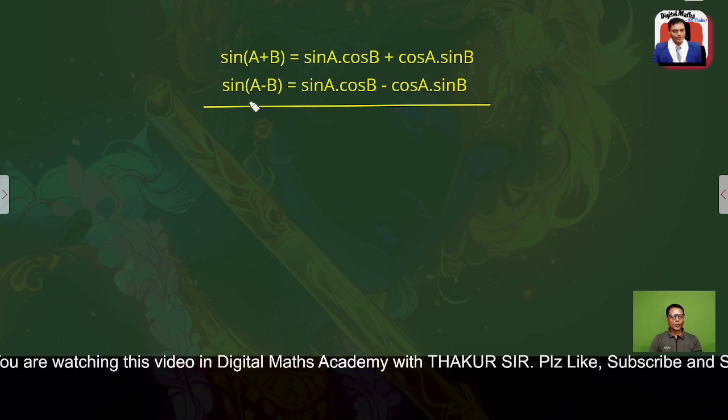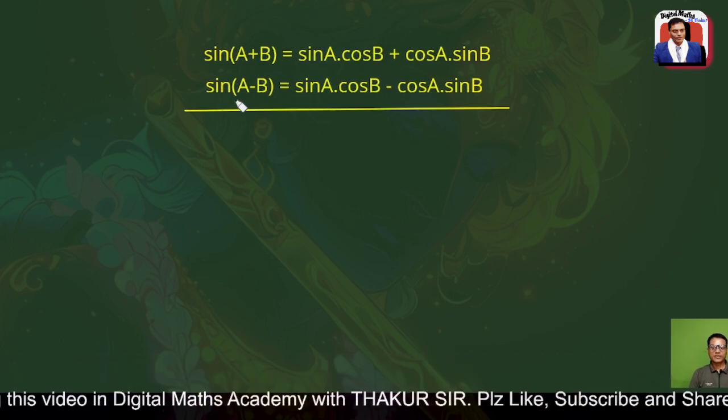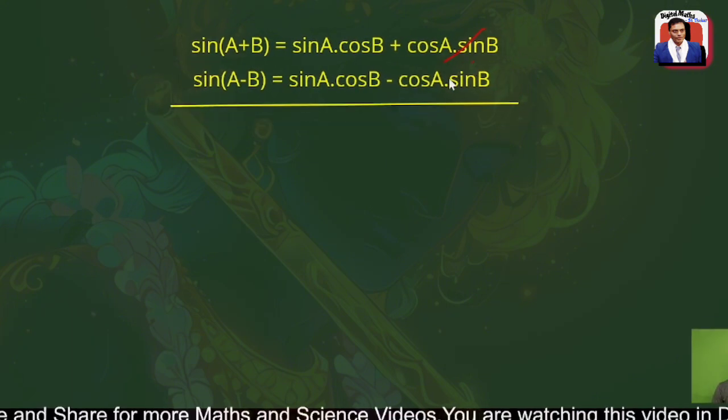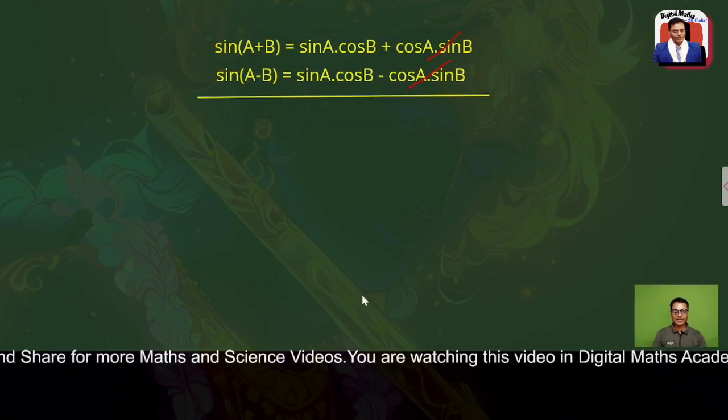Let's take the compound angle formulae of sin(A+B) and sin(A-B). Sin(A+B) equals sin A cos B plus cos A sin B, and sin(A-B) equals sin A cos B minus cos A sin B. When we add them, cos A sin B and cos A sin B will cancel, as plus and minus.